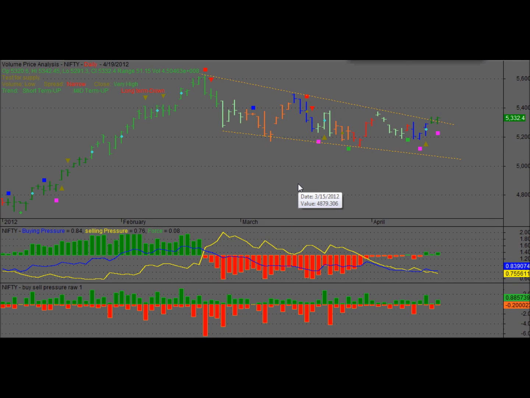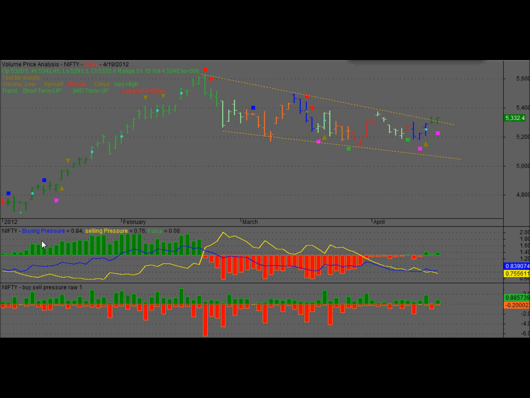Now let us see how we can use the buying and selling pressure indicator, or the BSP indicator, along with our volume spread analysis. Here we are looking at the chart of the Nifty, which made a good up move after a downturn starting early January.